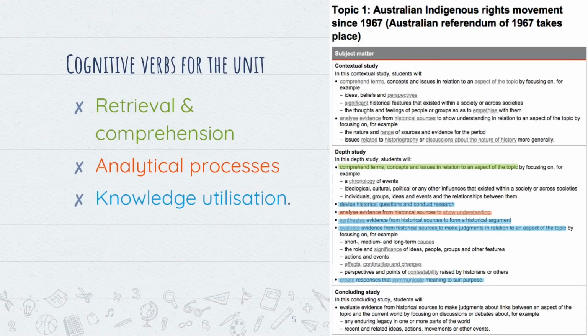To allow for effective development and support of students' learning and study, I have adapted cooperative learning into my plan to allow students to comprehend terms, concepts, and issues in relation to aspects of the topic, develop diverse historical questions and conduct research, analyze evidence from historical sources to show understanding, synthesize evidence from historical sources to form a historical argument, evaluate evidence from historical sources to make judgments in relation to any aspect of the topic, and create a response that communicates meaning to suit the purpose.